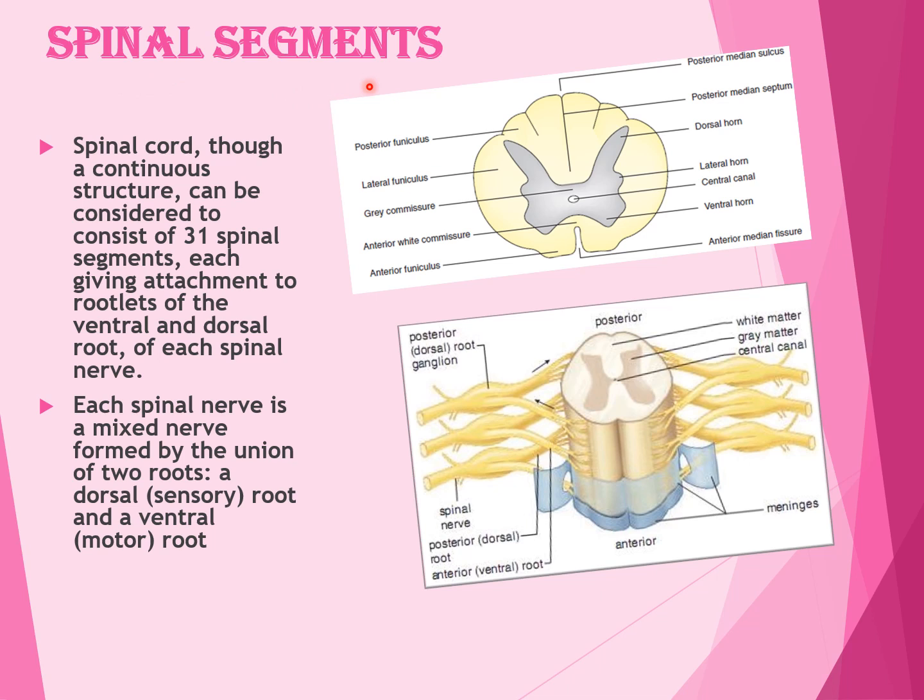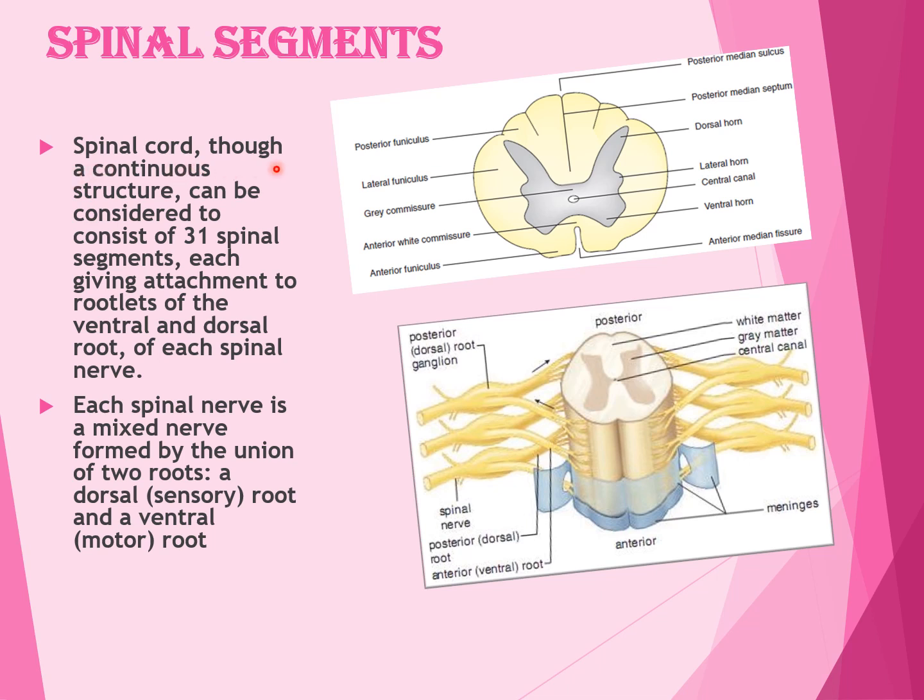Now about the spinal segments. This is a cross section of the spinal cord. This is the posterior median sulcus and this is the anterior median fissure. This is the dorsal horn, ventral horn, and intermediolateral grey horn. Centrally there is the central canal. This is the grey commissure and this is the anterior white commissure. These are the posterior funiculus, lateral funiculus, and anterior funiculus.